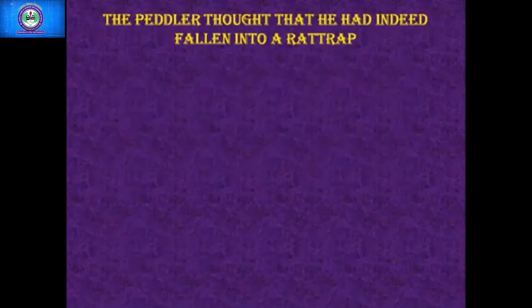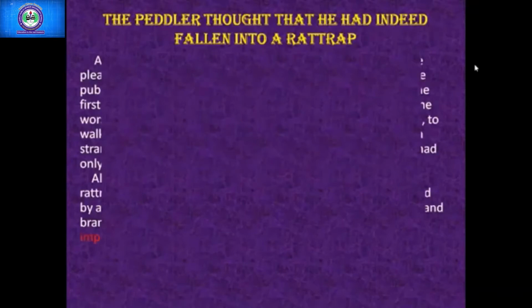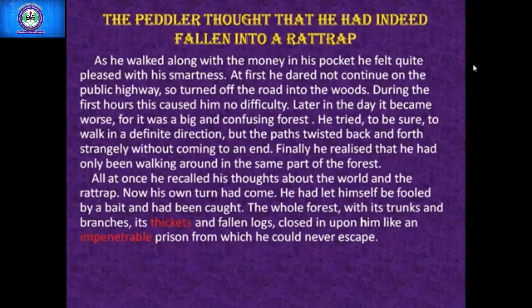So after stealing the money, the peddler did not take the public highway because he was a thief now. He had fallen into the trap. So instead of taking the public highway, he entered into a forest which was a very big, dense forest. As he walked along with the money in his pocket, he felt quite pleased with his smartness. At first, he dared not continue on the public highway, so he turned off the road into the woods.